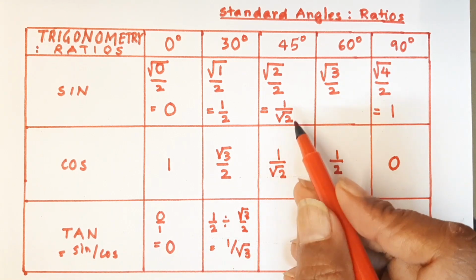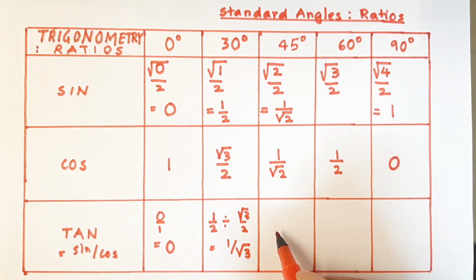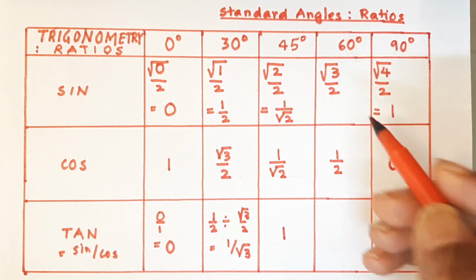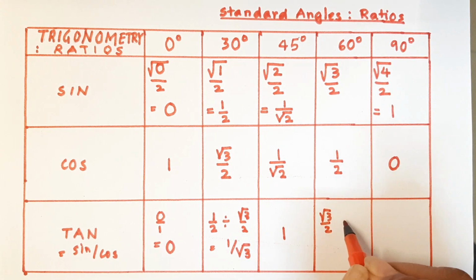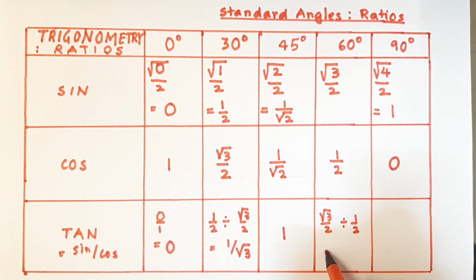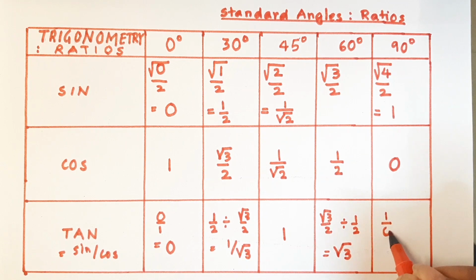Then we have 1 upon root 2 divided by 1 upon root 2 to give us the tan of 45, which will be 1. And then for tan 60, we will have sine, that is root 3 upon 2, divided by 1 upon 2. So 2 and 2 get cancelled and that will give us root 3. And for 90, the tan will be sine upon cos, which is 1 upon 0, which is infinity.